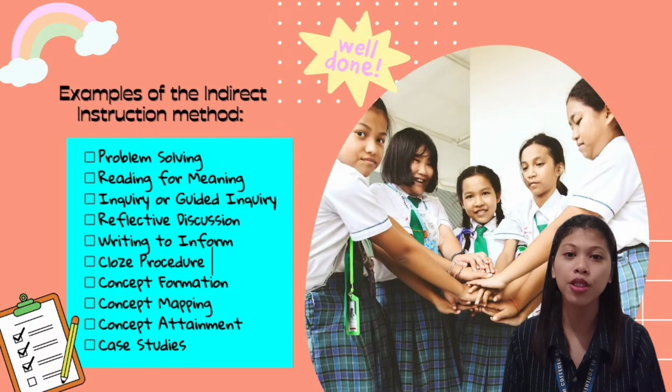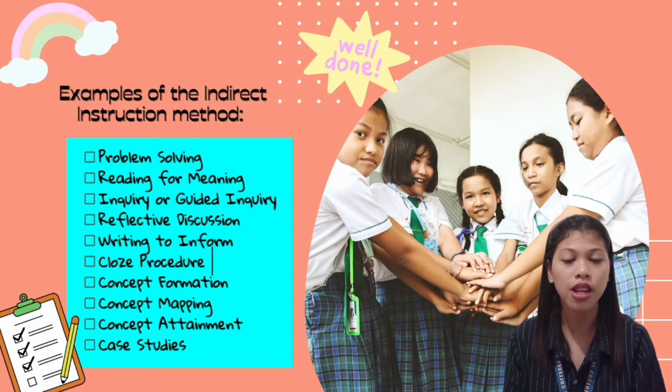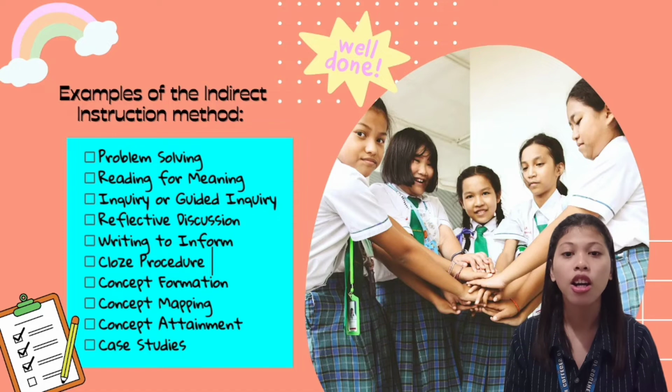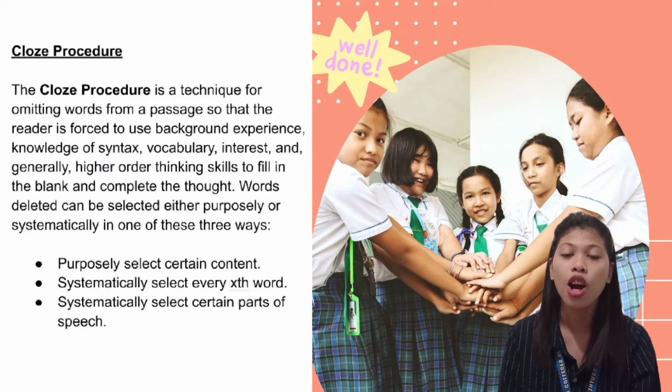Here are the examples of indirect instruction methods to use: problem solving, reading for meaning, inquiry or guided inquiry, reflective discussion, writing to inform, closed procedure, concept formation, concept mapping, concept attainment, and case studies. For instance, in English subject, we use closed procedure method in teaching vocabulary to students.